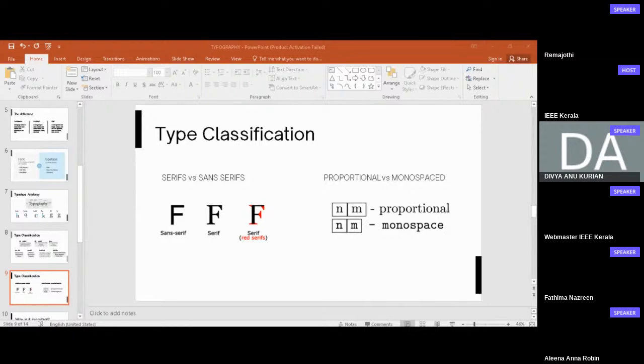And the proportional versus monospaced classification is mostly like over here. The proportional one has a letter spacing which is optimum, while in monospace, the letters would be more narrow and the spacing between them would be equal but much smaller compared to the proportional typefaces. So this is the basic difference between the common basic classification of a font, or two types of fonts to be precise.